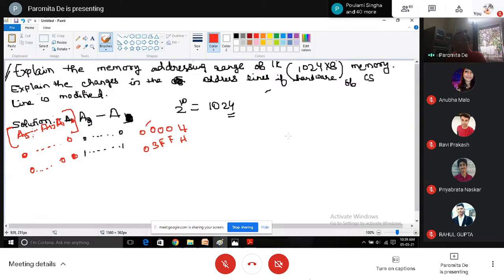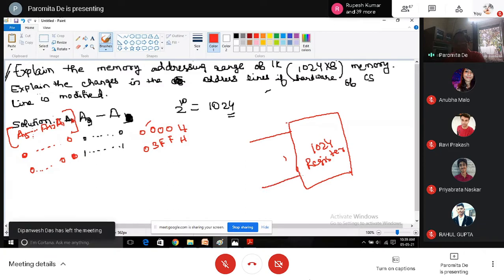So this is my memory. This is my 1024 registers, the memory locations that I have. Okay. And I have my address line here. This is my address line, A0 to A9. Okay, this much I have. And so depending upon the 0 and 1 values, the range of the memory location is 000H to 03FFH.